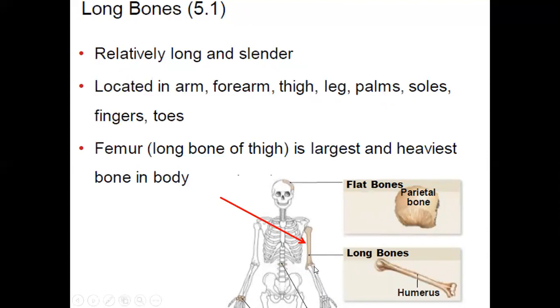So this is the one that's lateral, the radius, and the bone that is medial is the ulna. Those are long bones. Your femur is a long bone. Where's your femur? In the thigh, right? It's the largest, heaviest bone in the entire body.